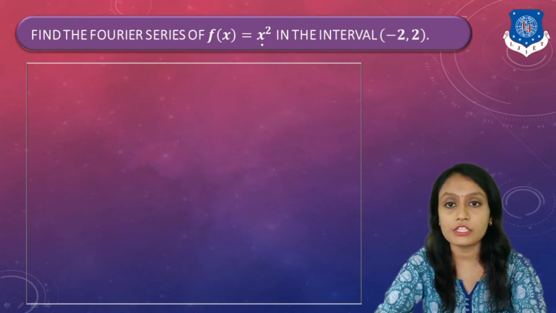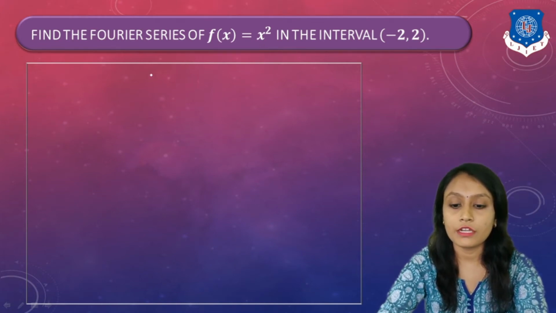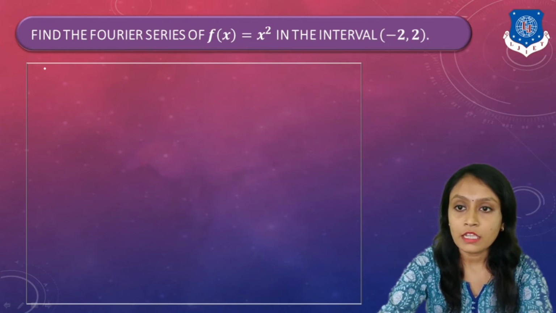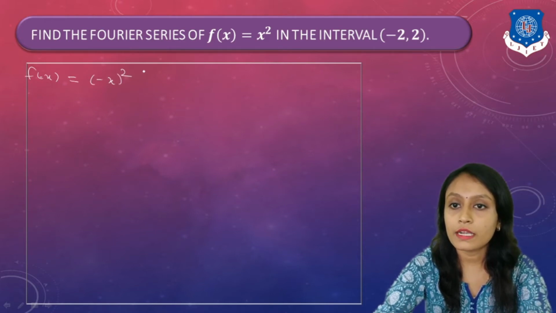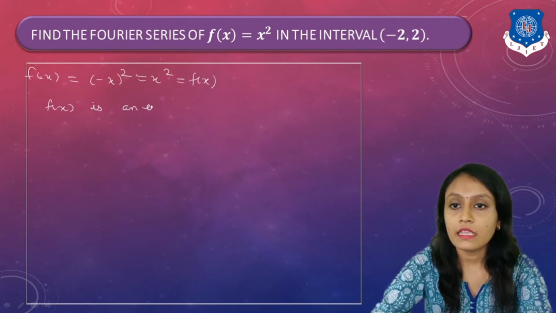So firstly we will check whether the function is even or odd. So for that what we have to do? F of minus x. Right? So f of minus x is what? Minus x whole square, right? So this is equal to x square and this is equals to function f(x). Therefore we can say that the function f(x) is an even function.